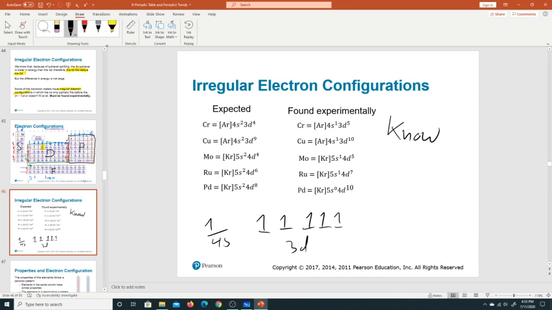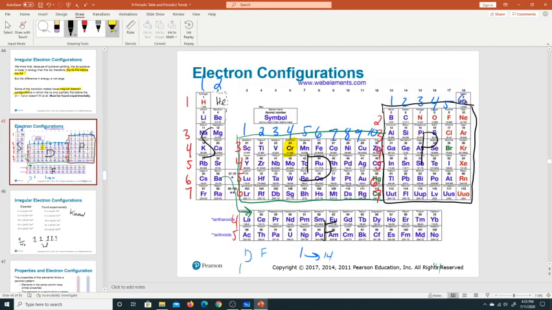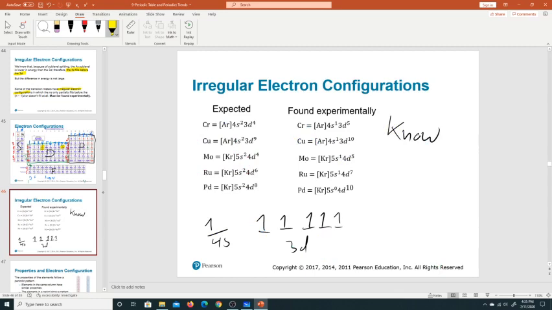Copper, same idea. Expected 4s2 3d9. Copper is right here. I can take an electron away from the 4s and move it over to the 3d. I can fill that up. That ends up being overall lower in energy. All this ends up being energy related.